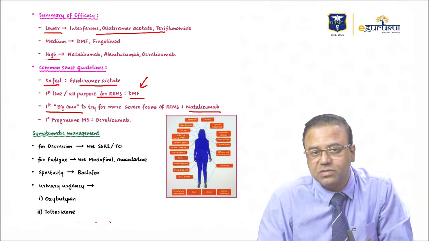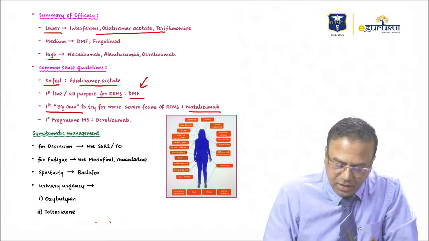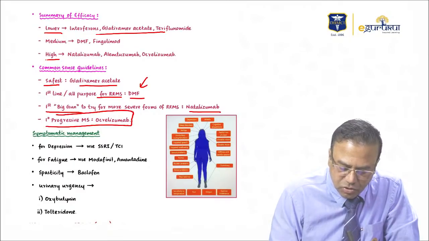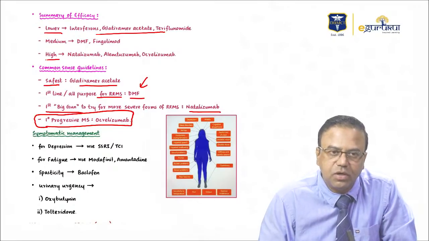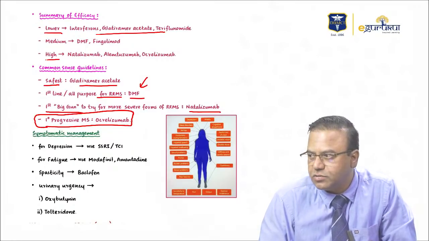However, if the MCQ says which is the safest, the answer is glatiramer. Okay, but glatiramer is not oral. If the MCQ says primary progressive multiple sclerosis, as I've covered in our notes, the answer is ocrelizumab. Okay, so primary progressive, don't forget it is ocrelizumab.